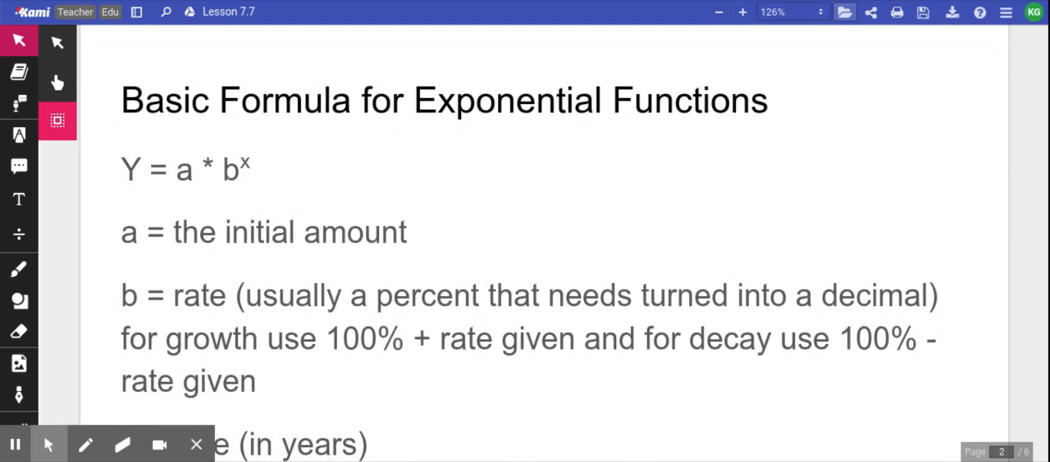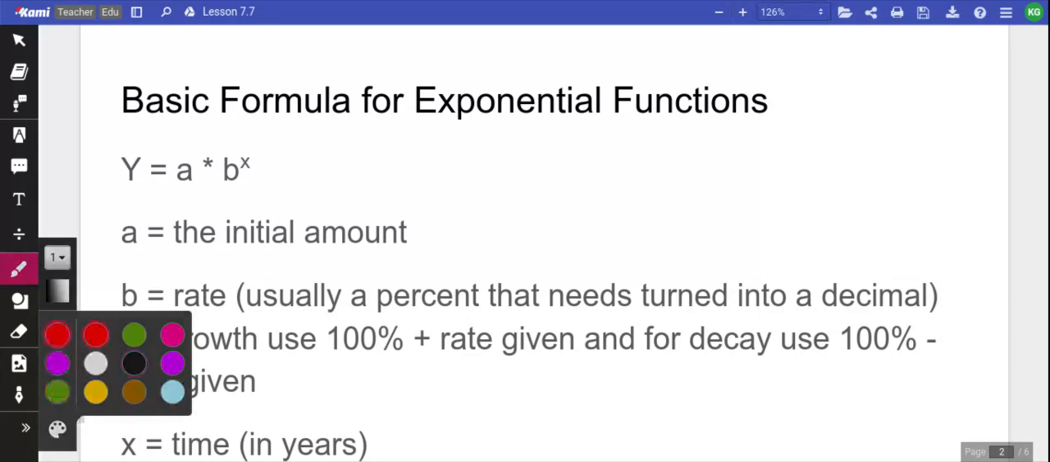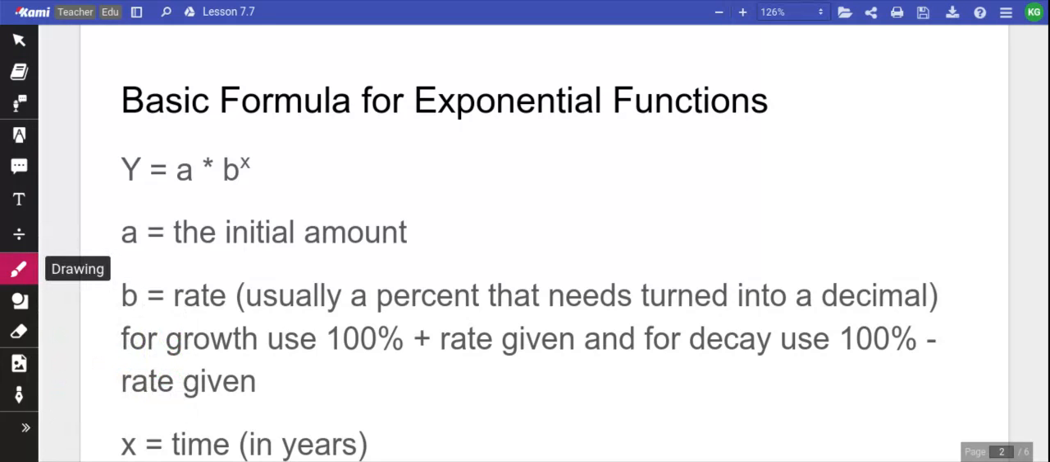So yesterday when we put the stat into our calculator and we looked down under stat calculate and we found exponential, it gives us y equals a times b to the x power. So what we're going to be doing today is figuring out those a and b terms on our own. So a is going to stand for our initial amount given, and b is going to be our rate. Now the rate is going to be given as a percent, and we cannot put percents into our calculators, so we're going to have to turn that into a decimal.